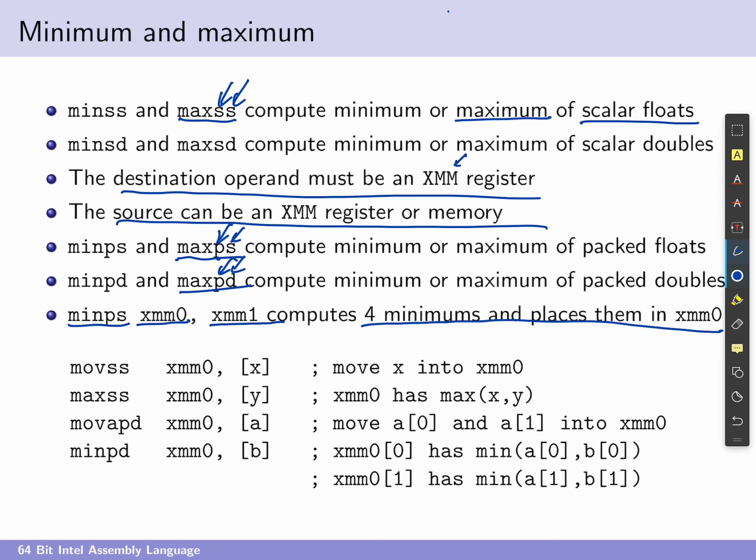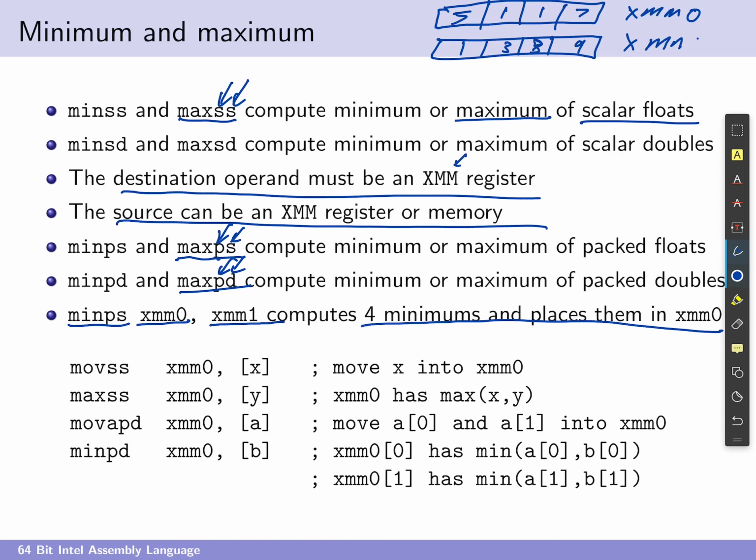Okay, so basically what will end up happening there is, say I have, I'm just going to use integer numbers because they'll be shorter to represent, but these would obviously be floating point numbers. Say I had 7, 1, 1, 5 in XMM0, and then I had, say, 1, 3, 3, 9 in XMM1. And I performed this instruction over here.